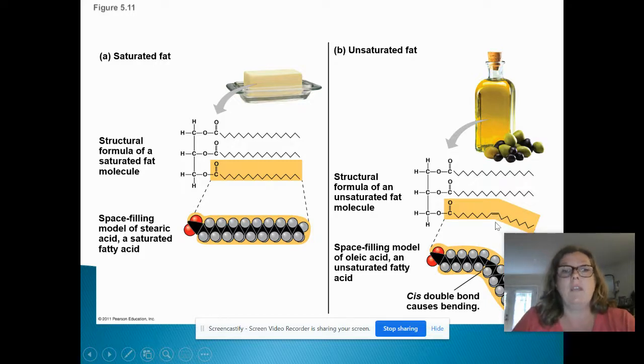This is why we store olive oil in green bottles or dark colored bottles, because even the light in your kitchen can break this double bond, and then stinky molecules like sulfur can get in and make the oil go rancid. So typically saturated fats are solid at room temperature. Unsaturated fats are liquid at room temperature. That's kind of how you can tell the difference when you're looking at them. But otherwise, if you see a kink in a fat, you know it's an unsaturated fat.